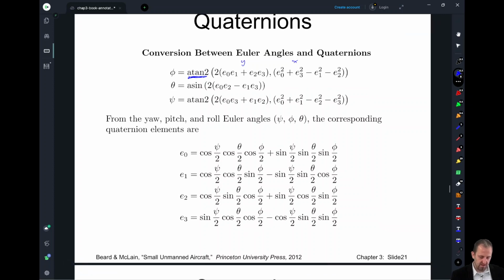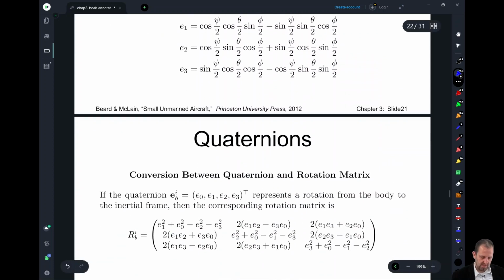Then we have that relationship, and we can also go the other way around, right? So in this one, we're taking our E and we're obtaining our phi, theta, and psi. In this case, we're taking our attitude angles, and we're obtaining our quaternion representation. So we have this really nicely defined way to map back and forth between angles and quaternions.